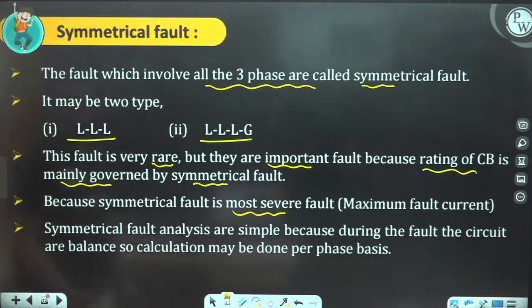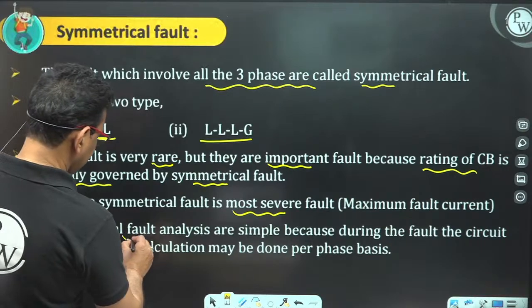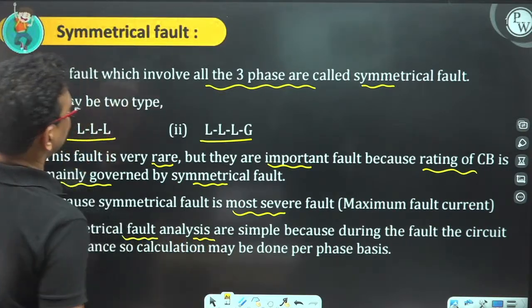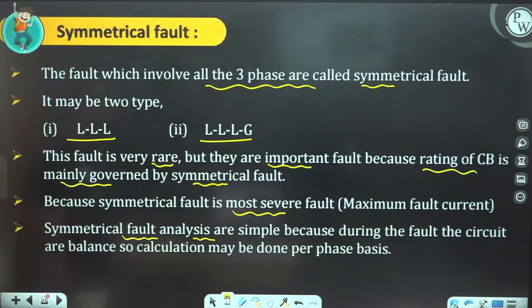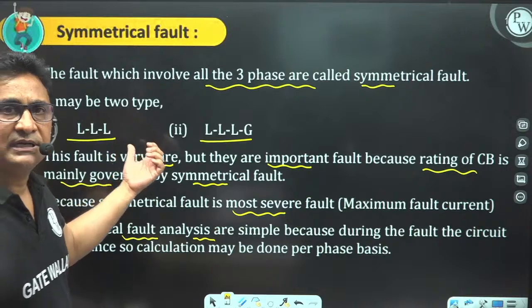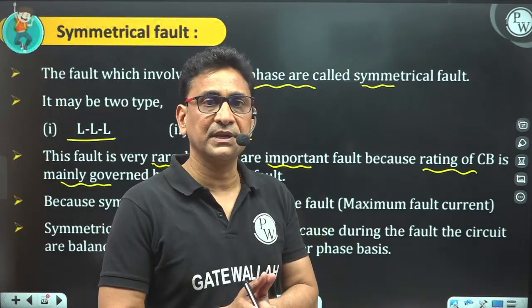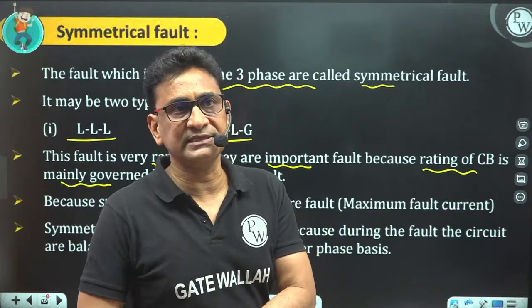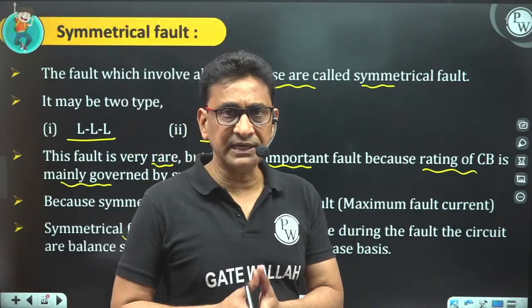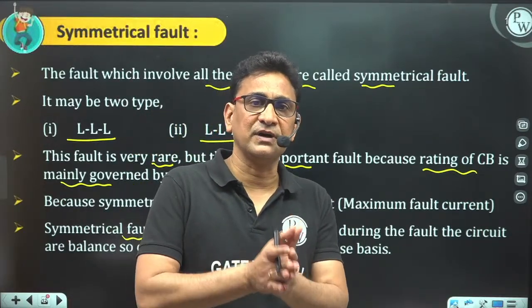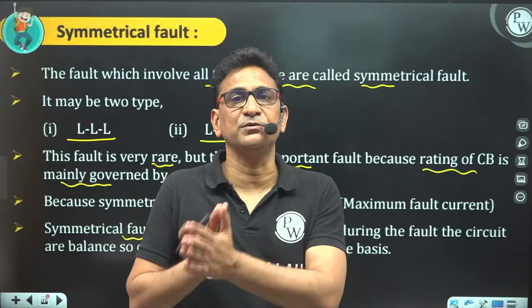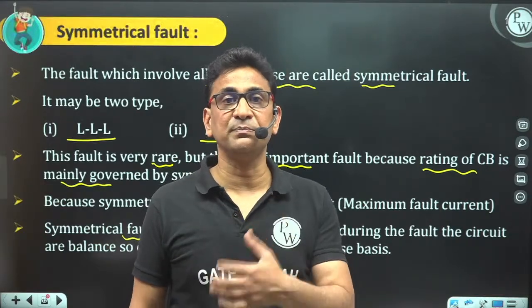Clear? So symmetrical fault analysis is simple, it is very easy to find the fault current when a symmetrical fault takes place in the power system. Why? Because during the fault, the circuit is balanced. It is a symmetrical fault. Even during the faulty time, our system remains in balanced condition, and we all know it is very easy to find the value of current if the three-phase system remains in balanced condition, because we can do the per phase analysis.